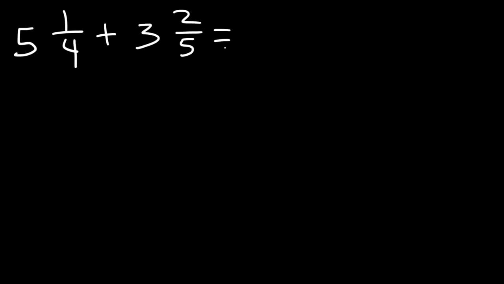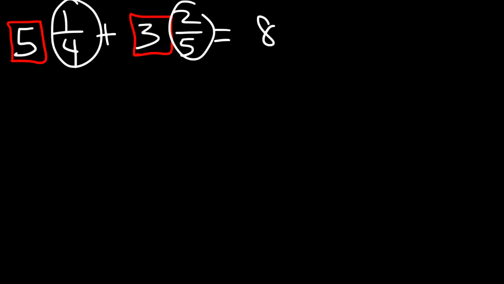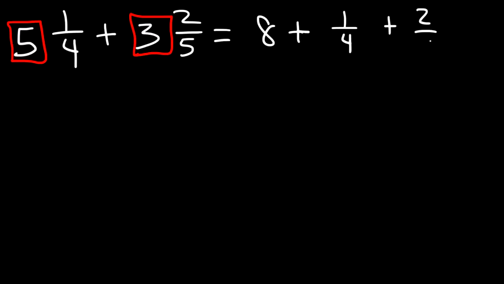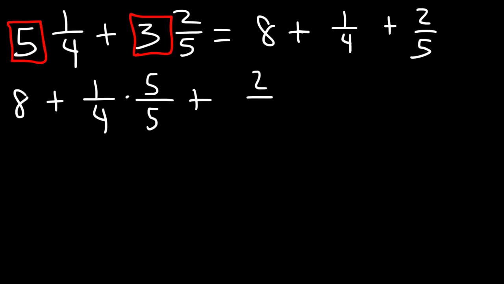So let's expand it. Or if you want to, you can just add these two numbers directly. 5 plus 3 is 8. So we have 8, and then we need to add these two fractions. So this is going to be 8 plus 1/4 plus 2/5. Now, the common denominator between 4 and 5 needs to be 20. So I'm going to multiply 1/4 by 5/5. And I'm going to multiply 2/5 by 4/4.